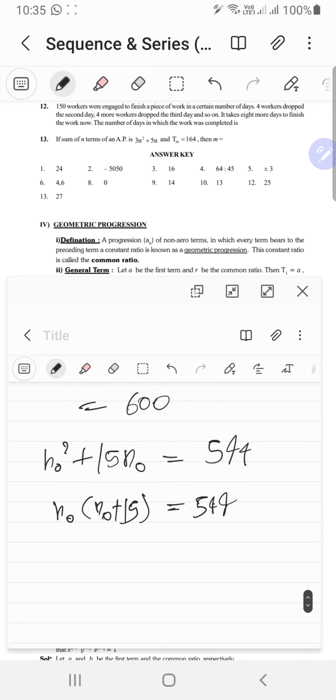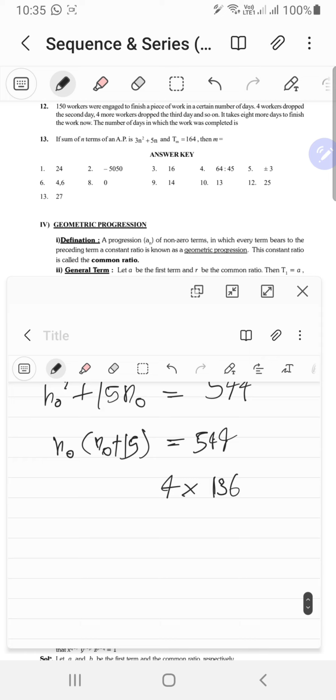You just need to split this, and this is 4 into 136, which is 4 into 4 into 34. Okay, so 16 and 34. 16 and 34, not a good idea. What else can you do? It's like 4 into 4 into 2 into 17. Yeah, that's all there is to it.